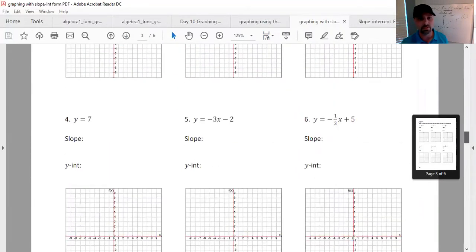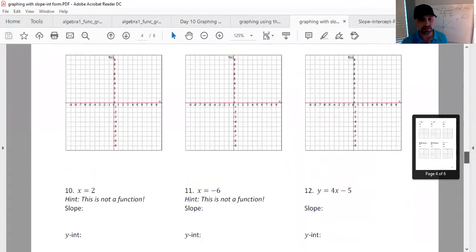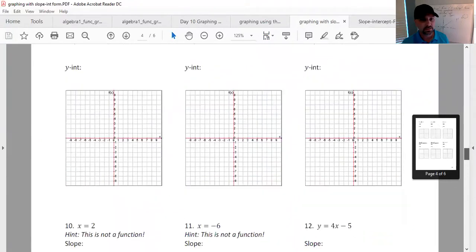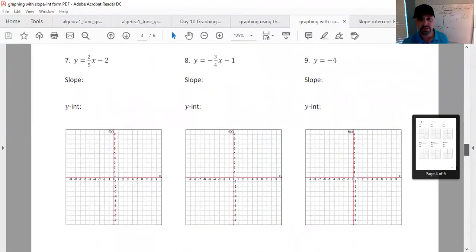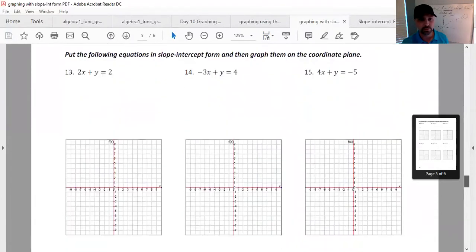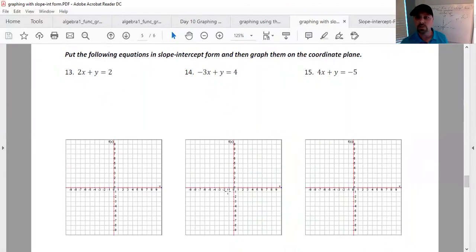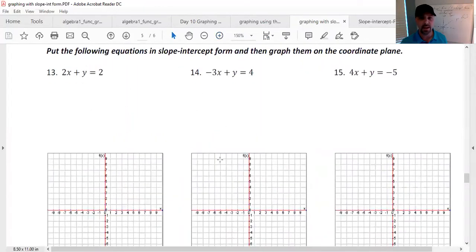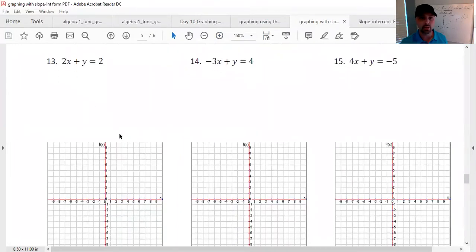You should be able to do the first 4, 5, 6, 7, 8, 9, through 12. Now when we get to number 13 is where we have some that's written in standard form. So we're going to take a look at that and see how we can manipulate that. You may already be able to do it.